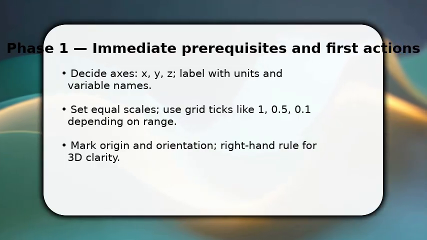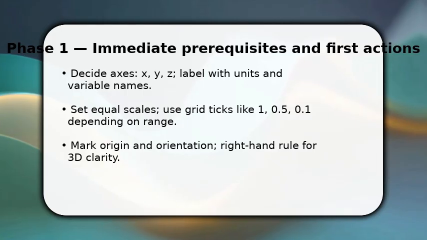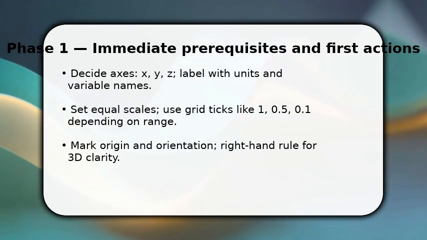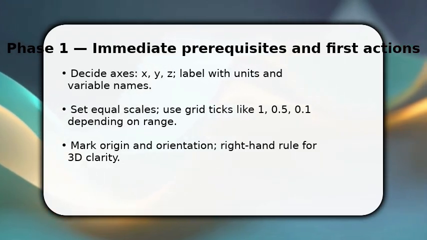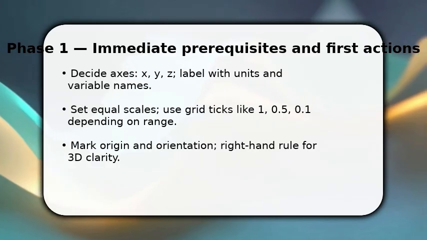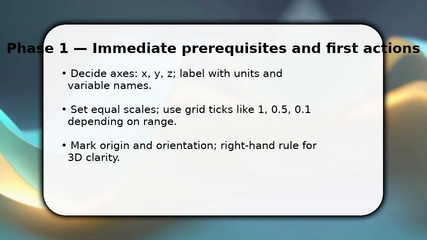You start by defining the coordinate frame and why it matters. Consistent scale prevents distortion. Choose X, Y, Z, and label units so values are meaningful. Next, set equal intervals, for example 1 or 0.5, so distances represent real ratios. Plot the origin and orient axes with the right-hand rule. This makes rotation and perspective predictable.